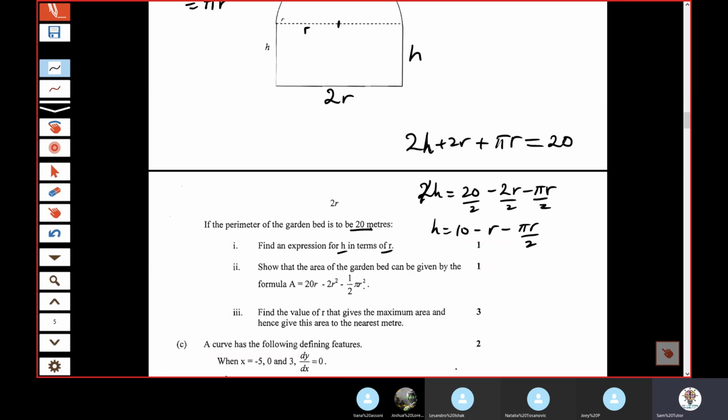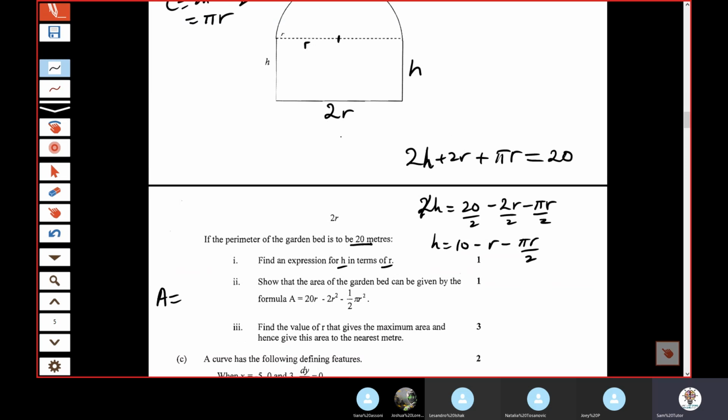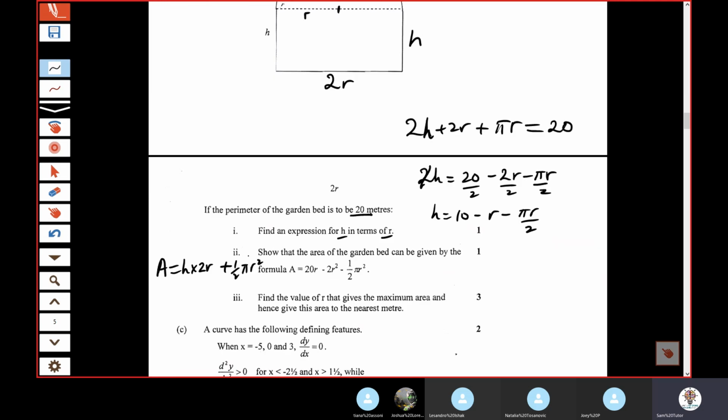Show that the area of this garden bed is given by this. Okay, wait, how do we find the area? The area would have been h times 2r, plus half pi r squared. And then obviously, what are you going to do? Sub in h. So please try your absolute best to get the result out.